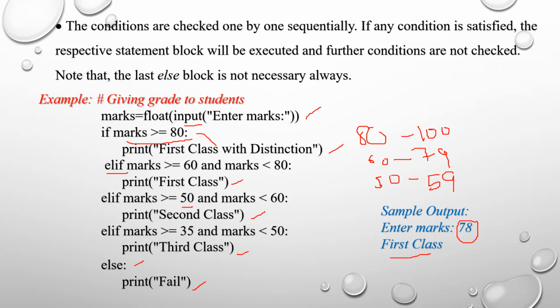If the first condition is true, it is going to execute this statement. If this condition is true, it is going to execute this statement. If this condition is true, it is going to execute this. At the last, if this condition is true, the Python interpreter is going to execute this statement. If all these conditions are false, the Python interpreter is going to execute this.